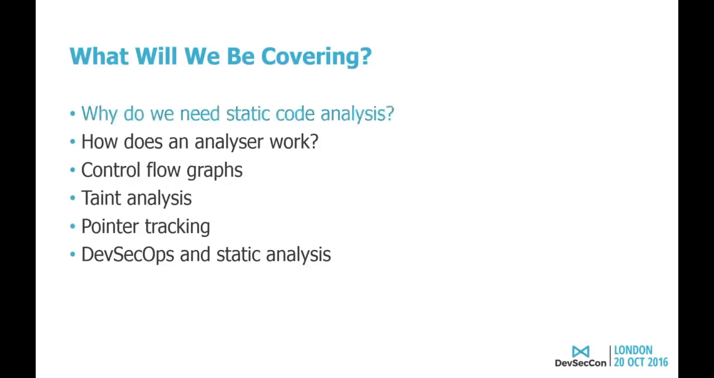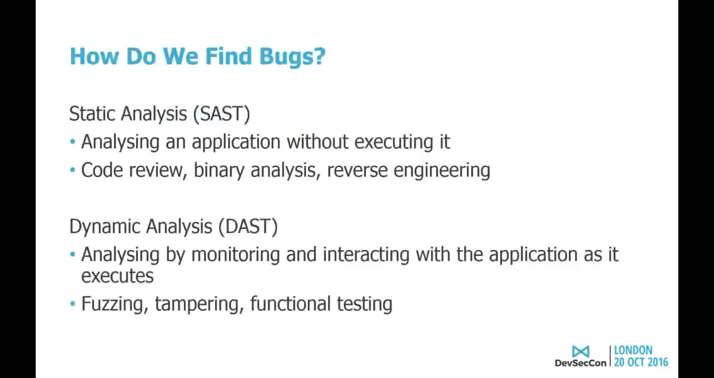So, start off with why do we need static code analysis? Fundamentally, the first question you need to answer is how do we actually find bugs? Two schools of thought on this, or two different approaches. You have static analysis, or SAST, as you'll hear Gartner calling it. Take an application, analyze it in some fashion without executing it. Typically this is done by code review if you have access to the source code. If you don't, then either reverse engineering or some kind of binary analysis.